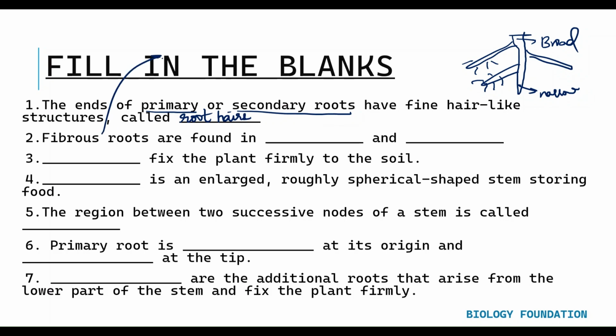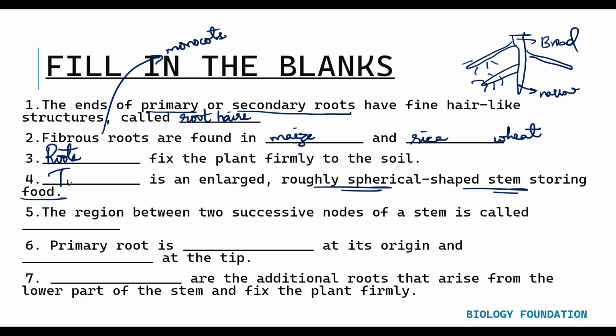fibrous roots are mostly seen in monocots. So any example of monocots can be given, like maize, rice, wheat. Okay. Dash fix the plant firmly to the soil. Roots. Right? Dash is an enlarged, roughly spherical shaped stem storing food. Stem which got modified to store food, and it is spherical. Tubers. Right? In potatoes, you can see that the stem gets modified to store food and they're spherical.